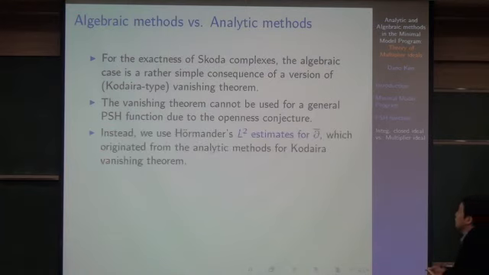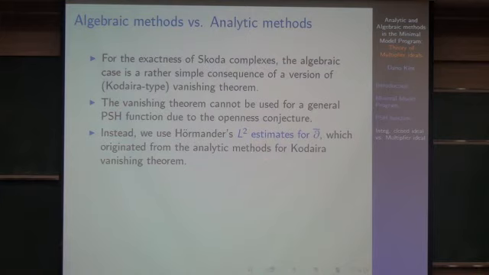So instead of a vanishing theorem, what you need to use is a very powerful tool from several complex variables. It's called Hörmander's L2 estimate for d-bar. This is something originating from the classical analytic methods of Kodaira, when Kodaira first proved his vanishing theorem in the 1950s. What Kodaira used was something called the Bochner-Kodaira method.